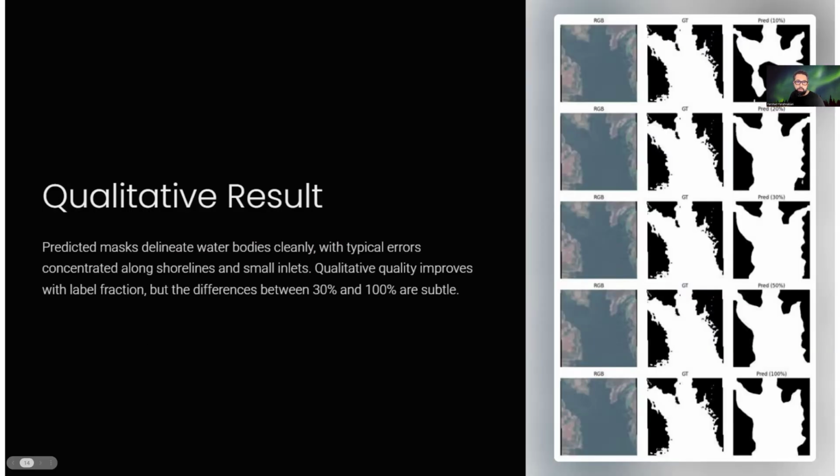Regarding the qualitative results, they also support our findings. The predicted masks delineate water bodies cleanly, even at the low label fractions. Typical errors are concentrated along the shorelines and small inlets, which is expected. However, the qualitative quality improved rapidly between the 10% to 30% label fraction. And then the differences between the 30% and 100% are quite subtle.